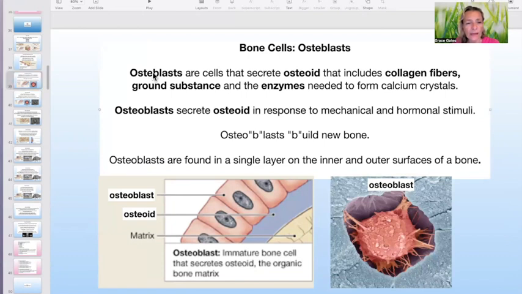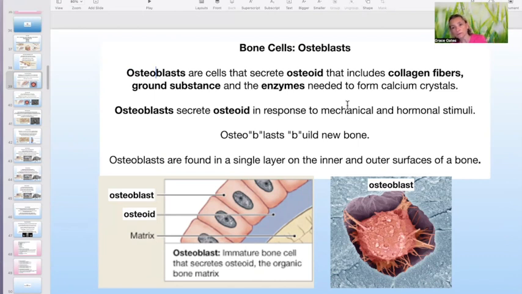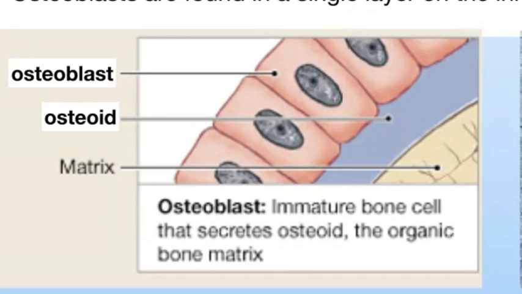Osteoblasts are cells that secrete osteoid. Osteoid is a mix of collagen fibers, ground substance, and enzymes that are needed to form calcium crystals. More on that later. Osteoblasts secrete osteoid in response to hormonal stimuli or mechanical stimuli. To help you remember that osteoblasts build bone, you can think of the fact that osteoblasts have a B in them, and so does building bone. Osteoblasts are found in a single layer on the inner and the outer surfaces of a bone.